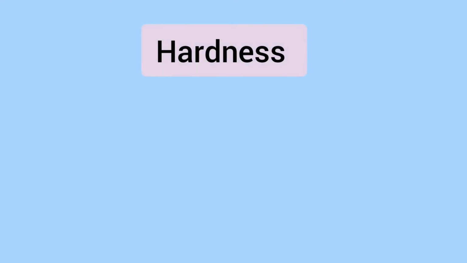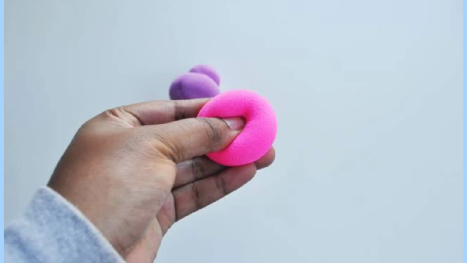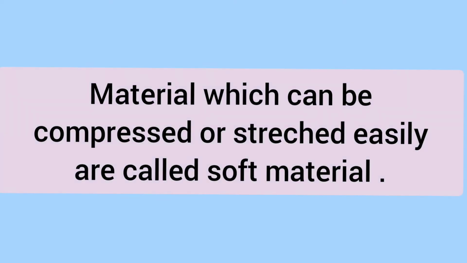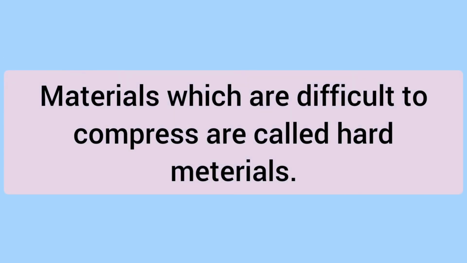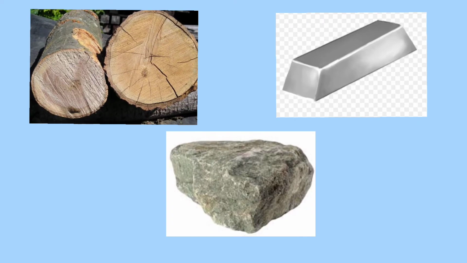Fifth property is hardness. When we press some different materials with our hands, some of them may be hard to compress while others can be easily compressed. Materials which can be compressed or stretched easily are called soft materials, and those which are difficult to compress are called hard materials. For example, cotton and sponge are soft materials, while wood, iron and stones are hard materials.